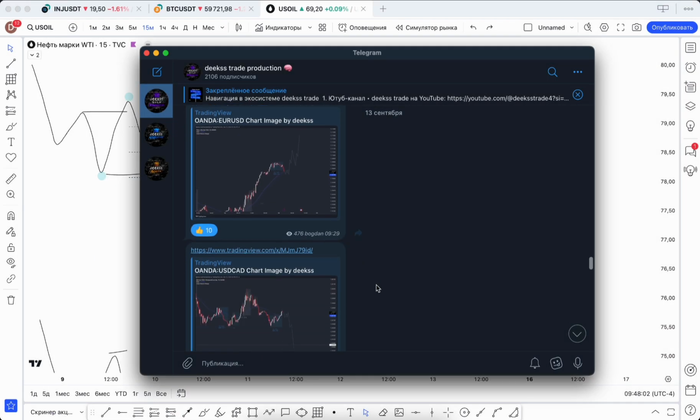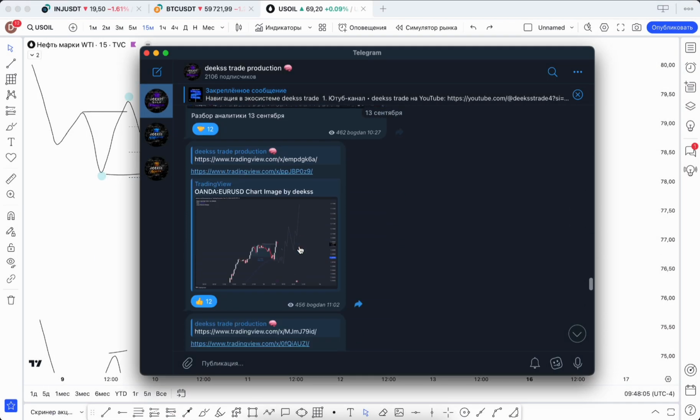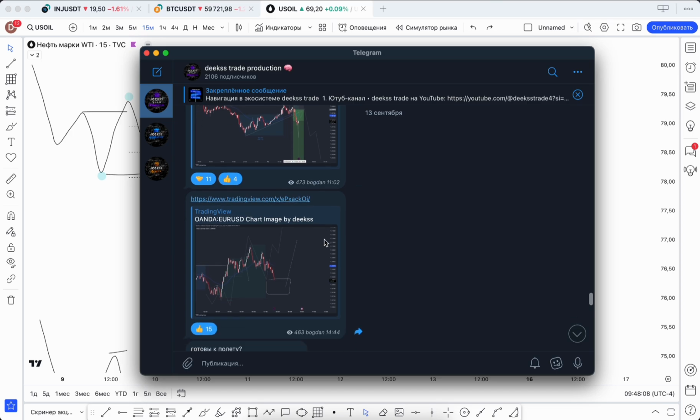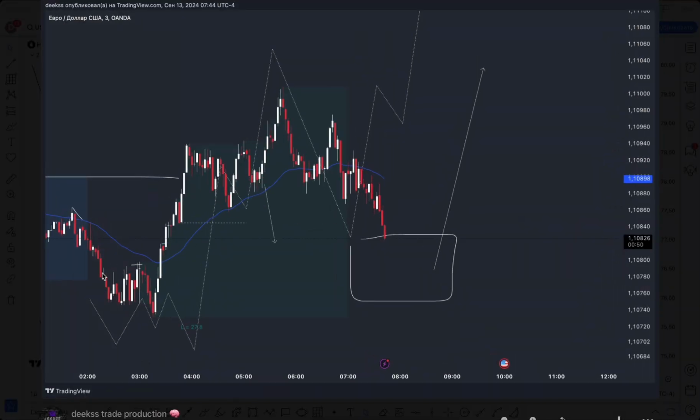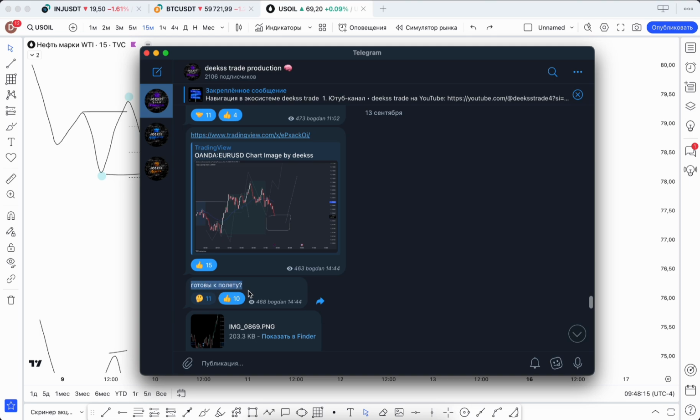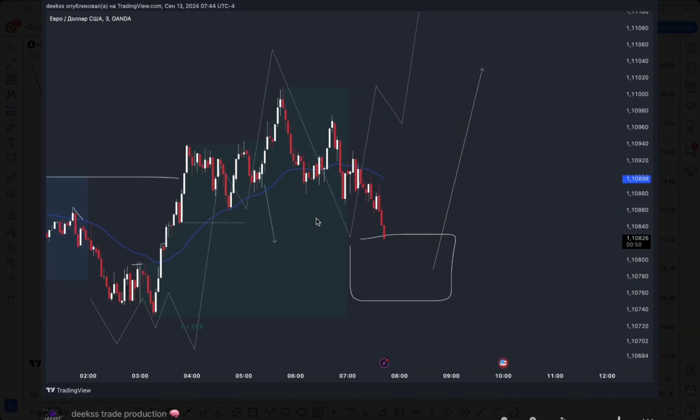There was also an analysis on USD CAD, and everything else on USD CAD. Let's see how EURUSD works. We see that in principle it went up perfectly. There was a warning, then a correction down. I also wrote ready for flight. That is, ready to move up at this point. I wanted to buy. Why?